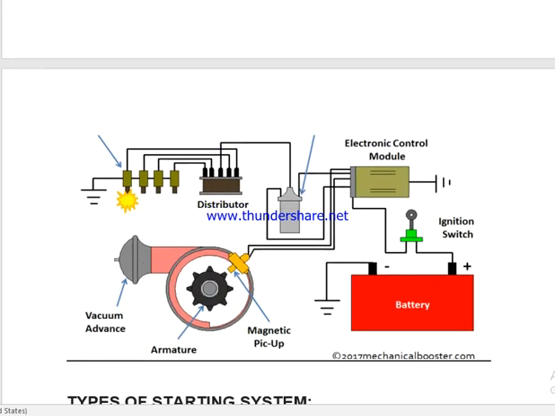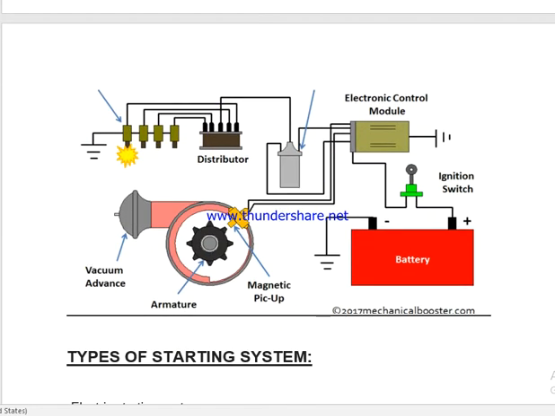Here are some components in the diagram showing how the starting system looks: ignition switch, electrical modules, distributor where the spark plugs are connected, and the advance. So I will show it on the next page. That is necessary, I'd like to show you what it is.